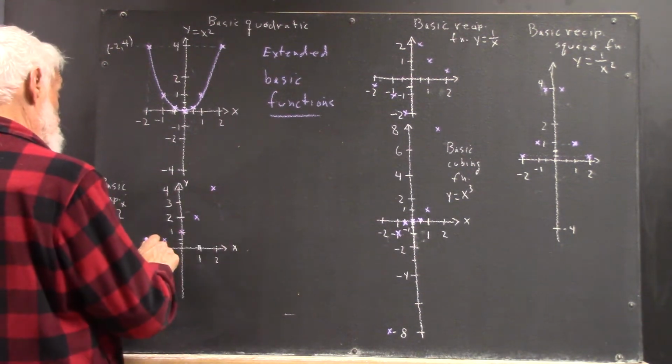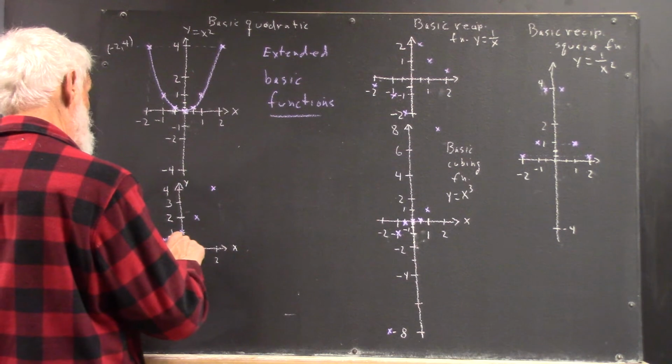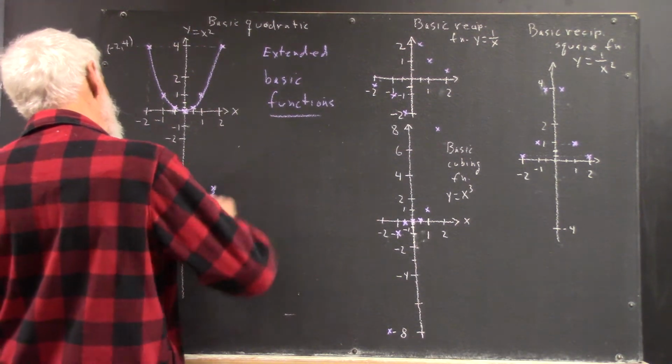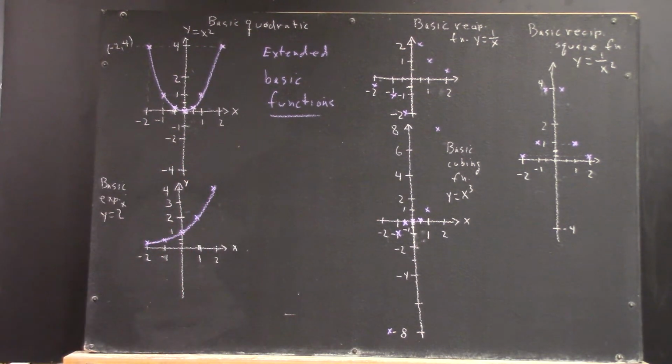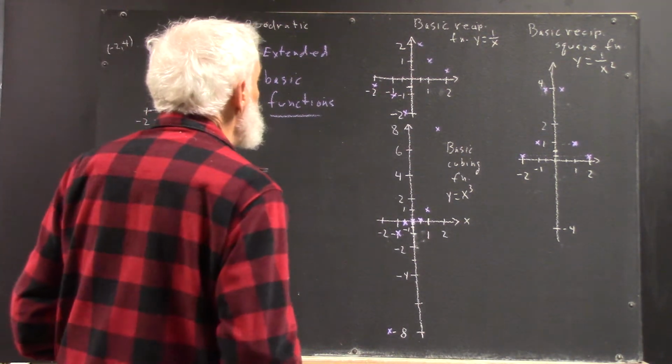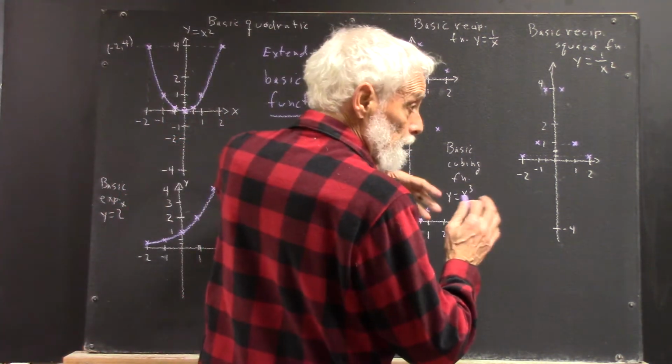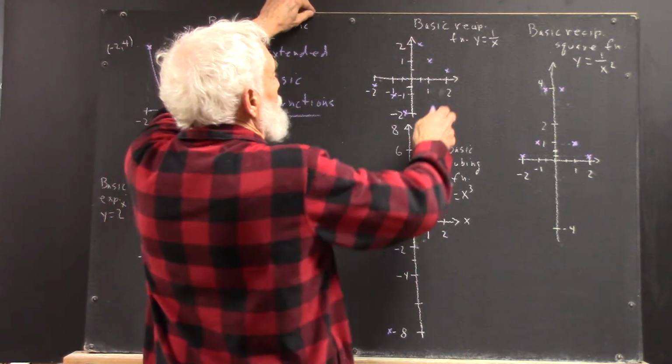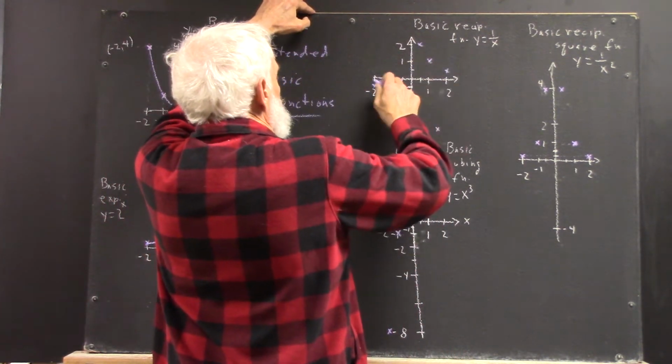Okay, basic exponential function. Nice smooth curve through those points. The extended exponential function. Extended basic exponential function. Okay, the extended basic reciprocal function.